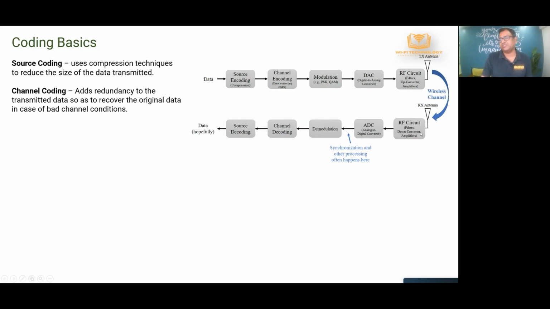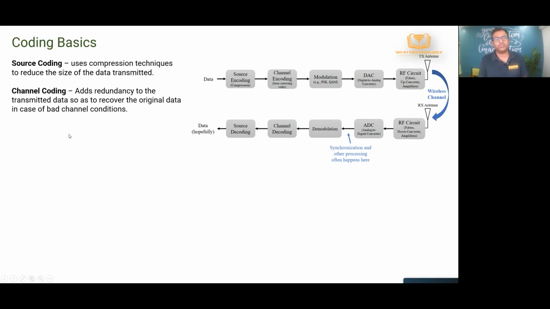The RF circuit receives the carrier signal, and then it basically removes the carrier signal and gets the information signal. It does the analog to digital conversion. Then it does the demodulation. Remember, if you use QAM modulation, you have to demodulate it. And then you do channel decoding and source decoding. And that's where you end up with the data on the receive side. So there's this whole process that is happening. So now what are these things? Source coding and channel coding.